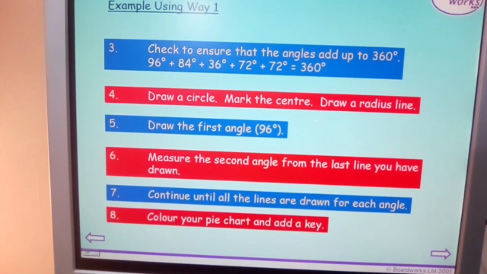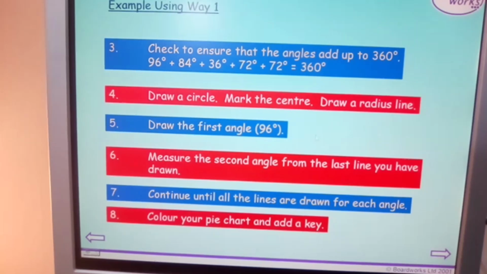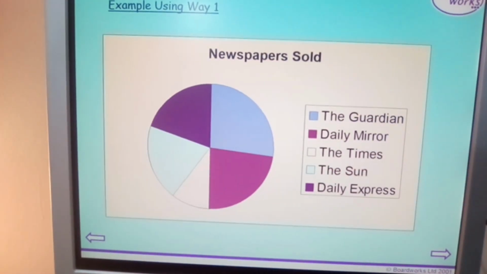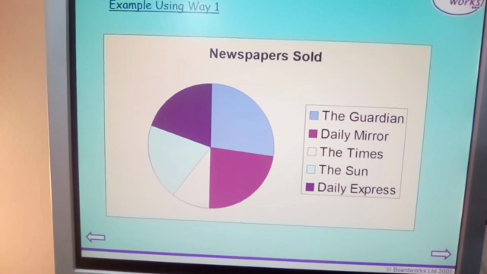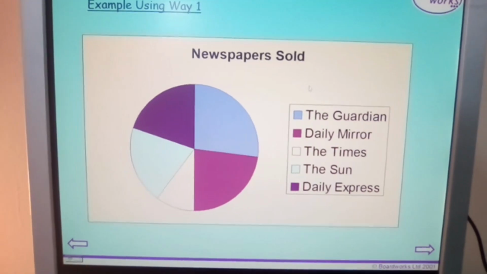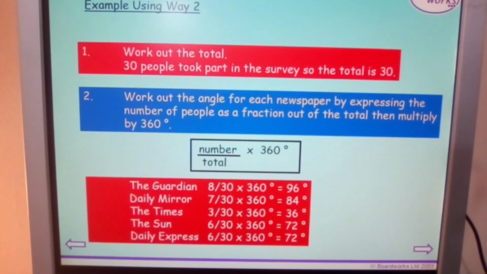Now this is another way you can do it, by drawing a circle, then sectioning the circle in turn in regard to the degrees required. Example using way 1, again newspapers sold. This is just showing you a different method, giving you the same result.